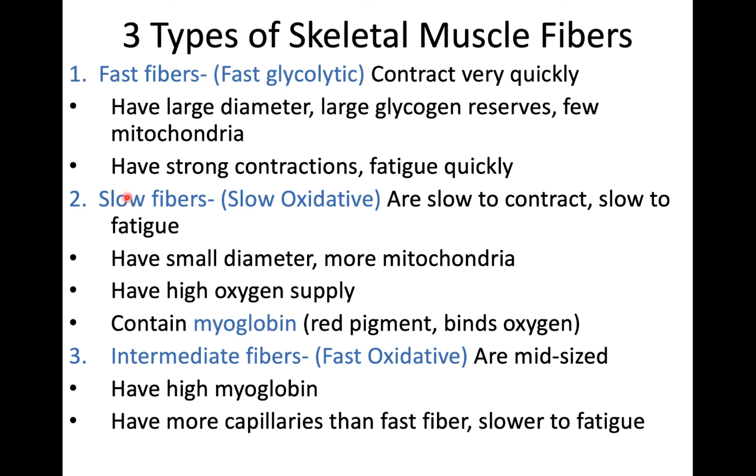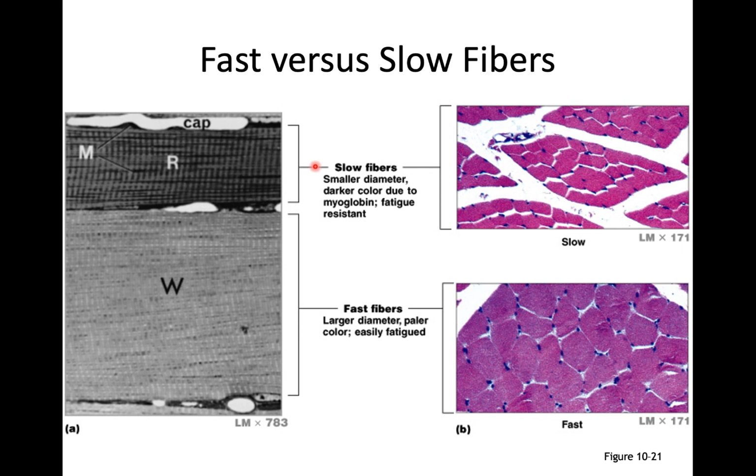So because of that, your slow fibers are your dark meat in the chicken. This is your chicken thigh. The fast fibers are your light meat. This is like your chicken breast. In terms of what they look like, slow fibers are going to be, again, darker because there's more myoglobin, and fast fibers are lighter, but nonetheless, they both have striations.